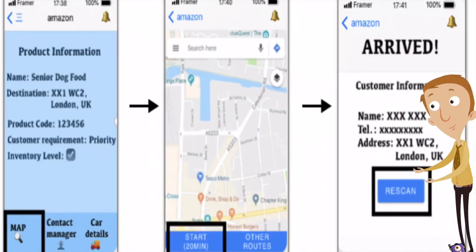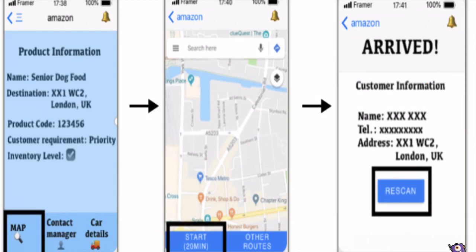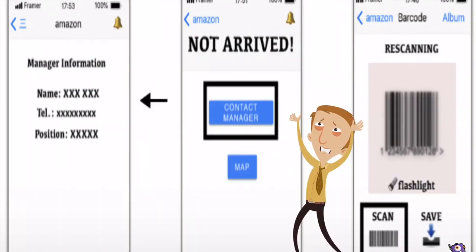Next up, once he has the product information, the route info would be given to the driver for him to be able to use the GPS features on the TPS app. When the package arrives at the location, there would be a rescan button, which would need to be used for a confirmation of the delivery. However, if the package has not arrived, then they would have to contact the manager for it to be allocated to another driver.